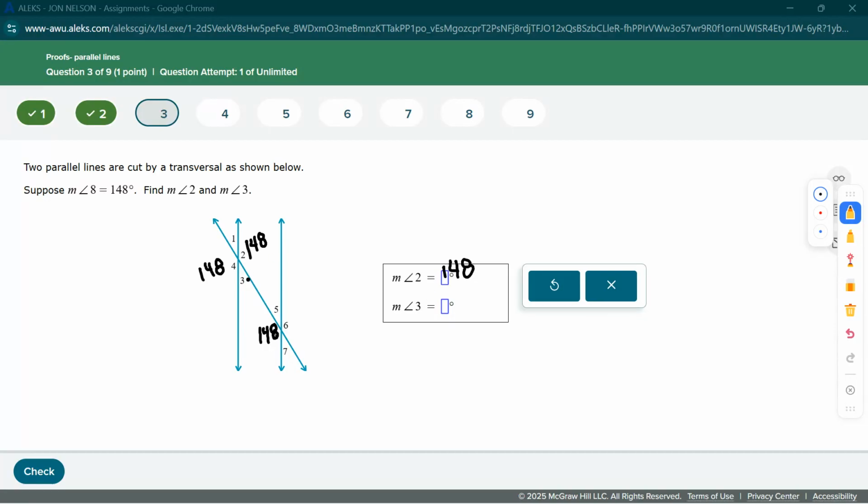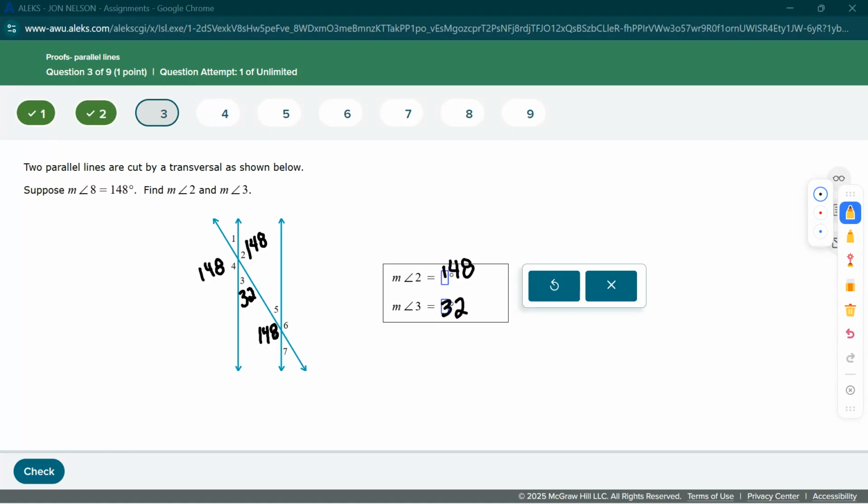Now, these two are called a linear pair. See how they're adding up to be 180 degrees? Or these two right here, 4 and 3, or 2 and 3. So what's going to get us to 180 if we're already at 148? Well, I think that's 32 more, isn't it? So 32 for that one.